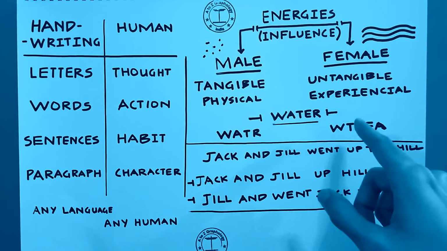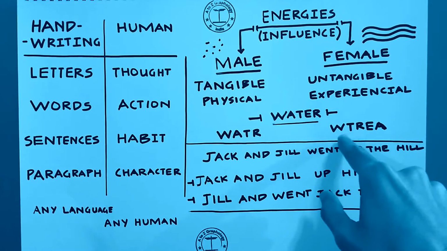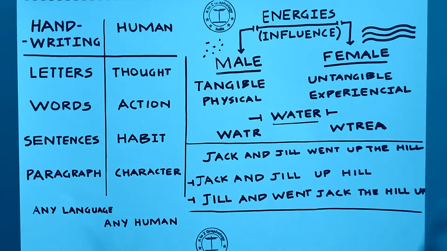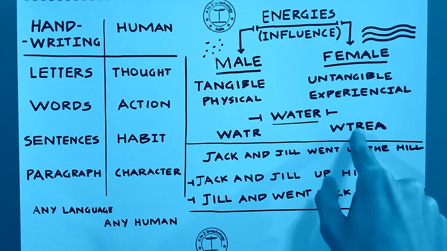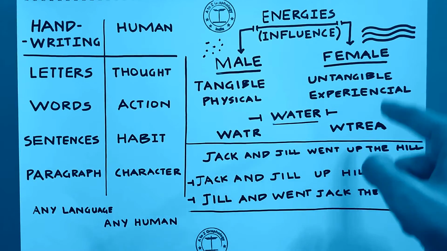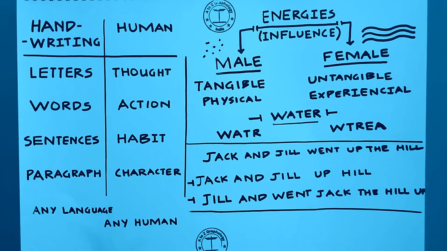Now when we go to the second example, WTREA, what's happened here is I've put all the letters which are there in the word, but the sequence is not correct. Therefore, you're not able to understand this word. This is called a female spelling mistake. Now remember, this is no offense to a male person or a female person. We're just talking about energies.